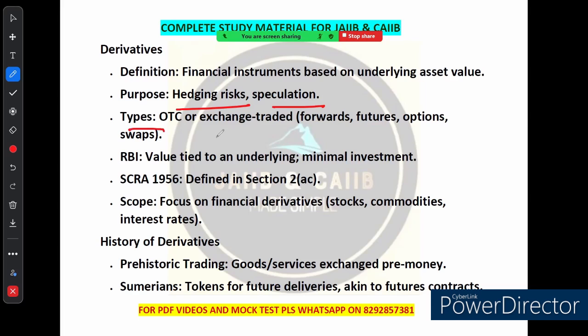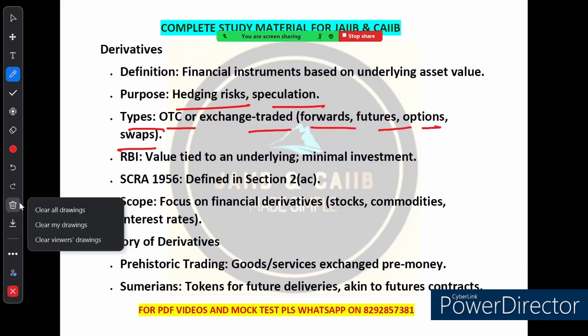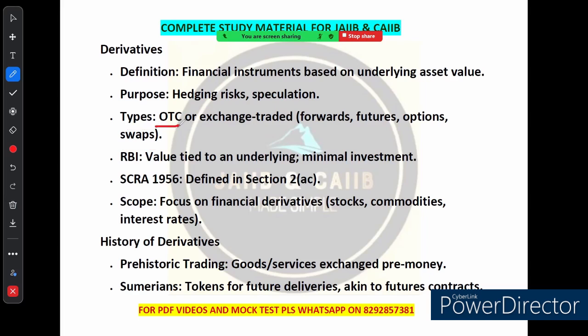If you talk about the types, you have ones traded directly between people, which is called OTC, and ones traded on exchange, like forward, futures, options and swap. So on one side it is traded OTC, and on the other side it is traded on exchange.